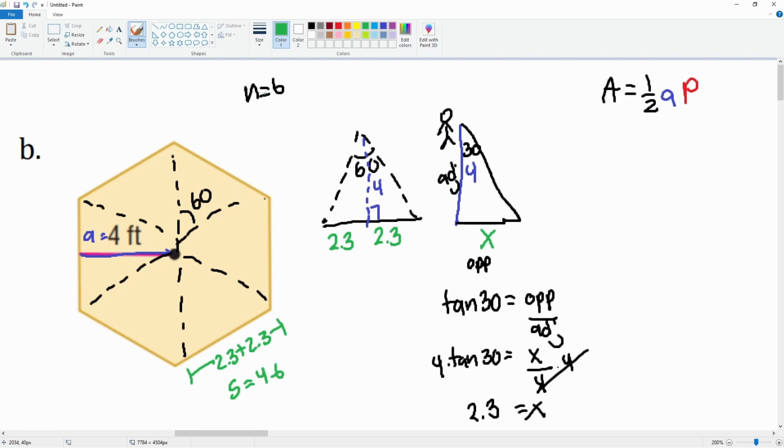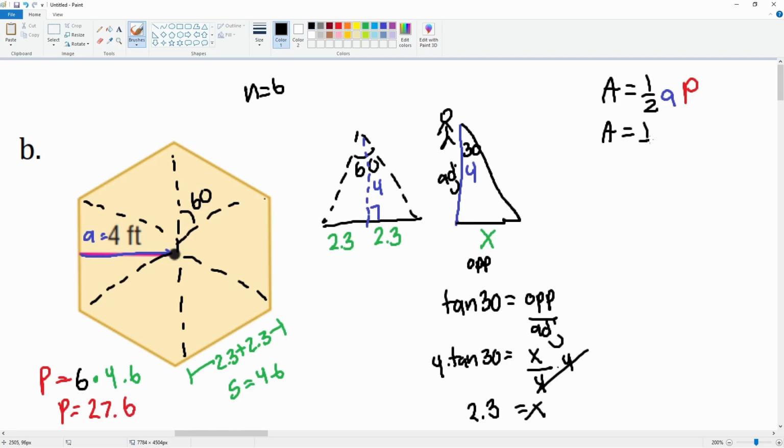Now I can get the perimeter because my perimeter is just going to be the amount of sides, which is 6 times 4.6. So 6 times 4.6. That gets me perimeter is equal to 27.6. Now you just plug it in.